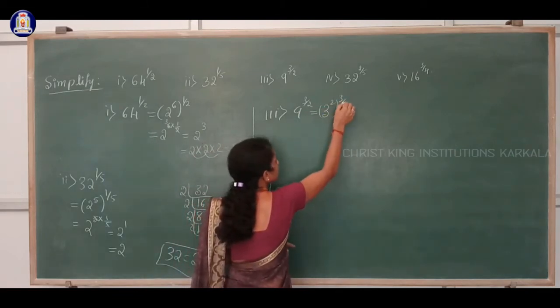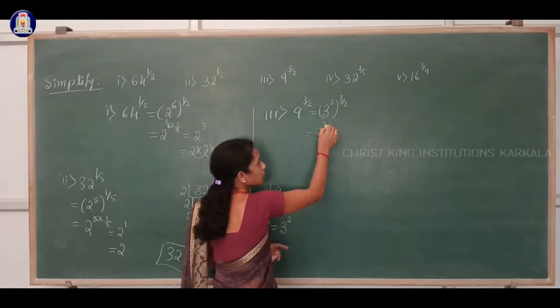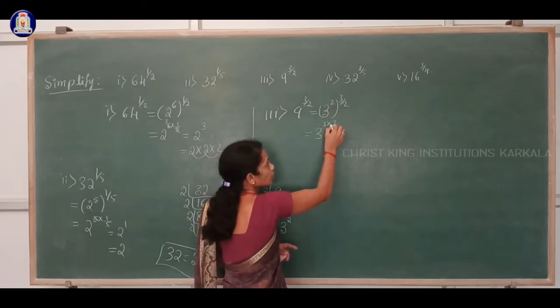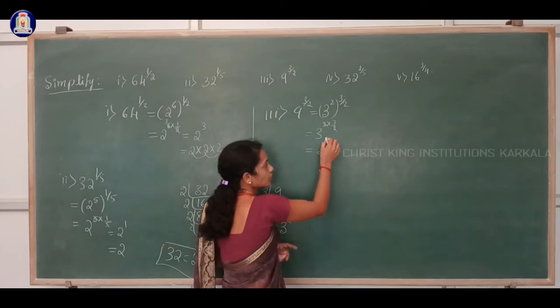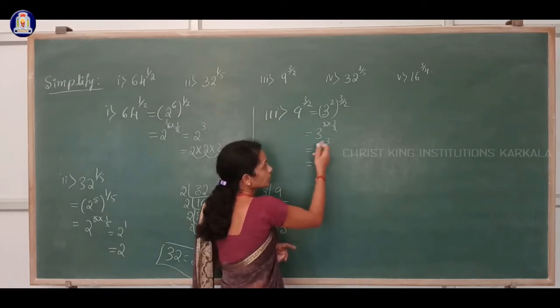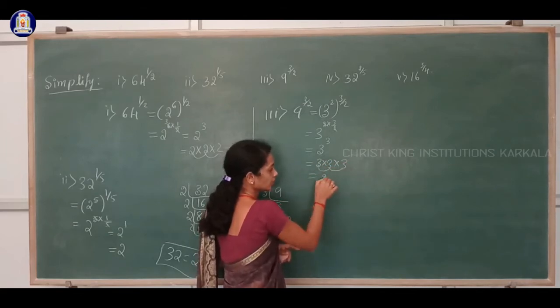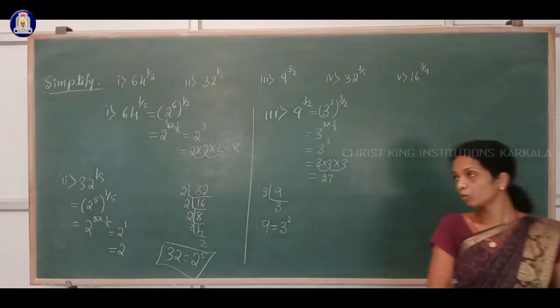3 square to the power 3 by 2. And inside power into outside power. In the power place, you have to multiply inside into outside power. 2 into 3 by 2, 2 by 2, that cancels. So we are left with 3 to the power 3. What is 3 to the power 3? 3 into 3 into 3. 3 into 3, 9, 9 into 3, that is 27.